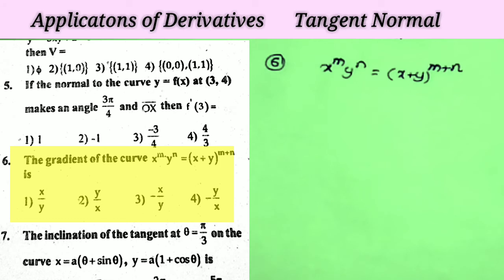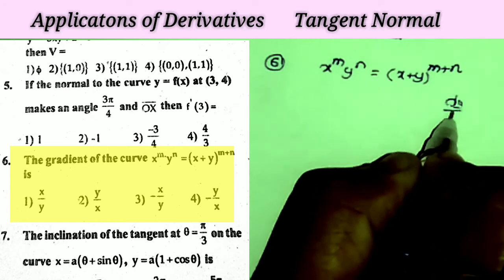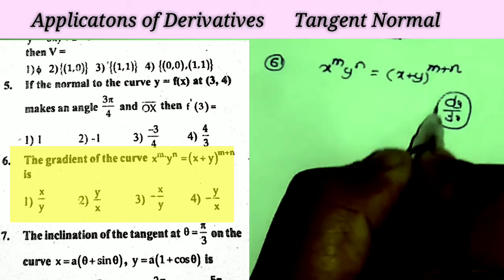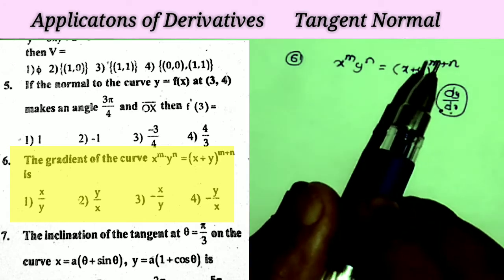The gradient of the curve x power m into y power n is equal to x plus y power m plus n is. The gradient of the curve. The gradient of the curve means slope of the tangent. We want the slope of the tangent. What is the slope of the tangent? dy by dx. Okay. Slope of the tangent is equal to dy by dx. We want this value. Gradient is nothing but the slope value. Simply finding the derivative of the given question.